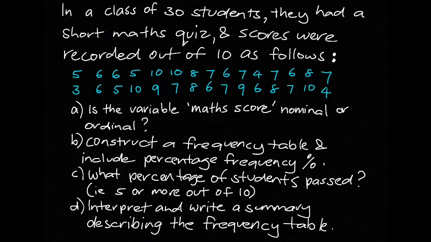In a class of 30 students, they had a short maths quiz and scores were recorded out of 10 as follows. A. Is the variable maths score nominal or ordinal? B. Construct a frequency table and include percentage frequency. C. What percentage of students passed, i.e. 5 or more out of 10 is a pass? And D. Interpret and write a summary describing the frequency table.